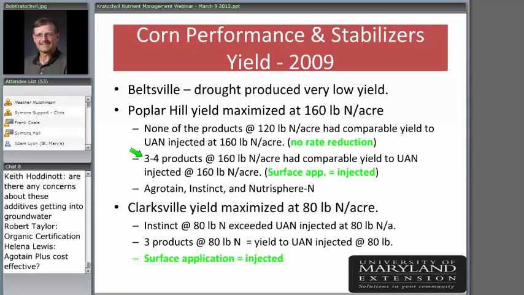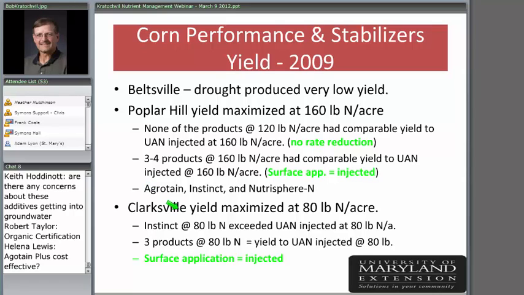What we did see was that 3 out of 4 of the products at 160 pounds of N per acre had comparable yield to UAN injected at 160 pounds. In other words, in this case, surface application was a practice that would be considered comparable to the injection of UAN. The 3 products, I should add, that gave us this response were Agrium, Instinct, and Nitrification.